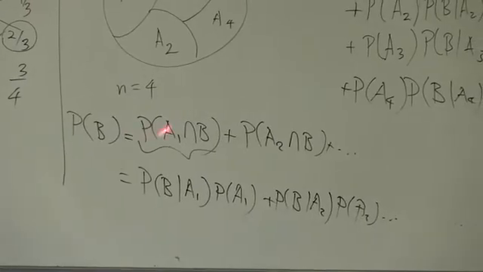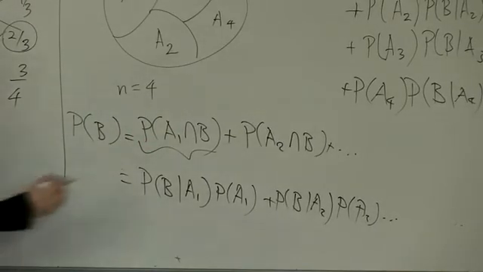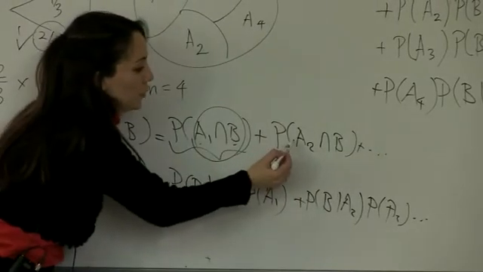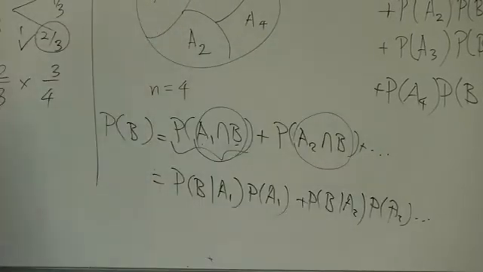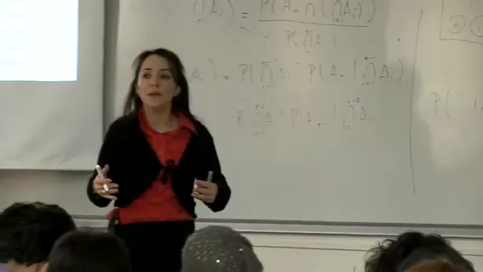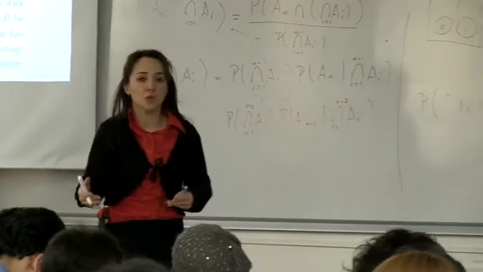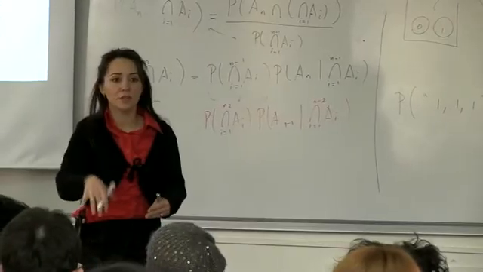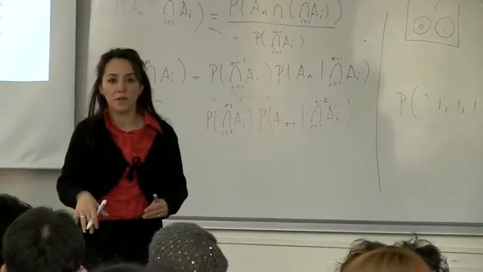So you see from here that it is enough for A1 intersection B to be disjoint with A2 intersection B. Okay? A1 and A2 may be not disjoint outside of B, but they have to be disjoint inside B. Okay?